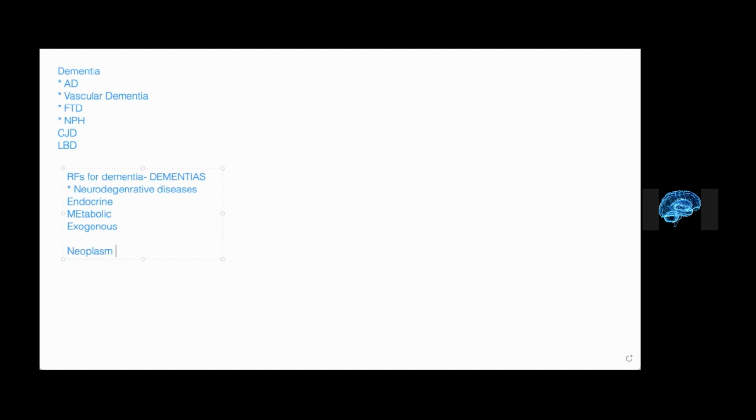Neoplasm, trauma, infection, affective disorders. So these are like your depression, your major depressive episodes, your bipolar diseases all fit under affective disorders. So they can be a risk factor themselves for developing dementias such as Alzheimer's disease. And the last one is stroke.